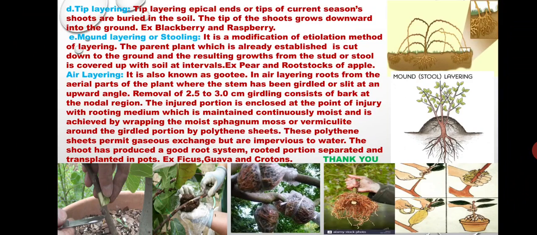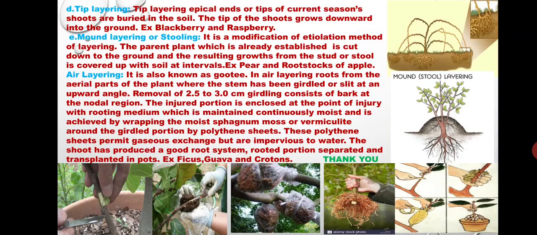Next, we discuss the tip layering. In tip layering, the apical ends or tips of the current season's shoots are buried in the soil. The tip of the shoot grows downward into the ground. Examples: blackberry and raspberry.